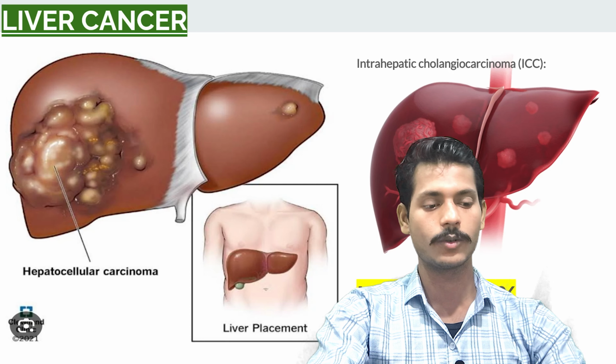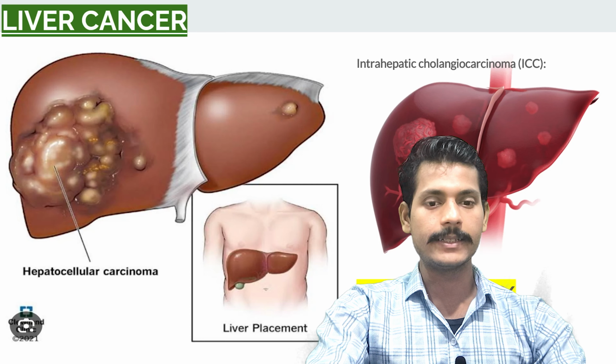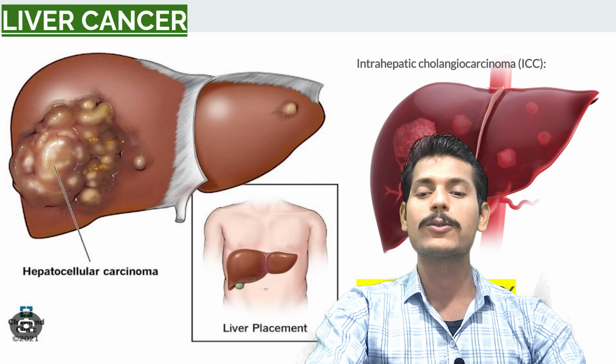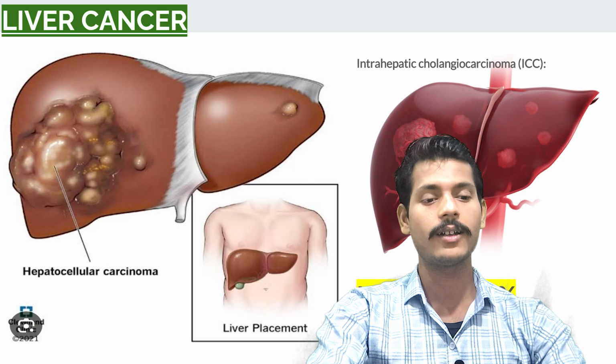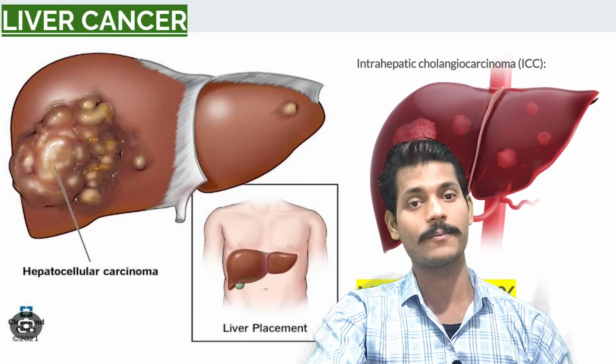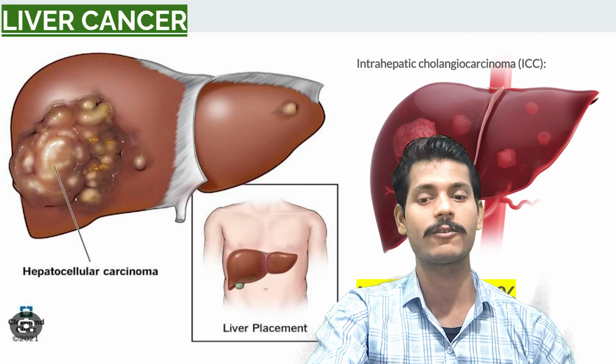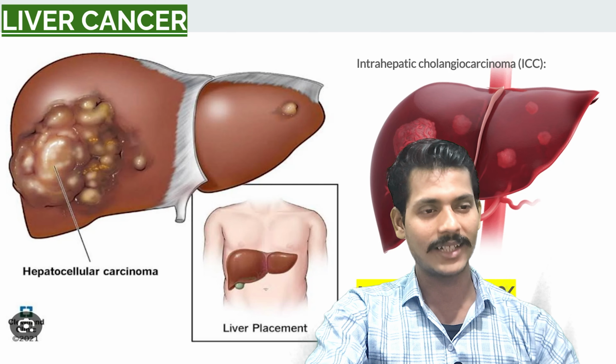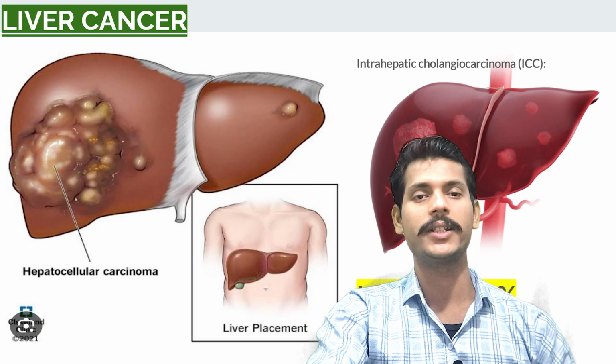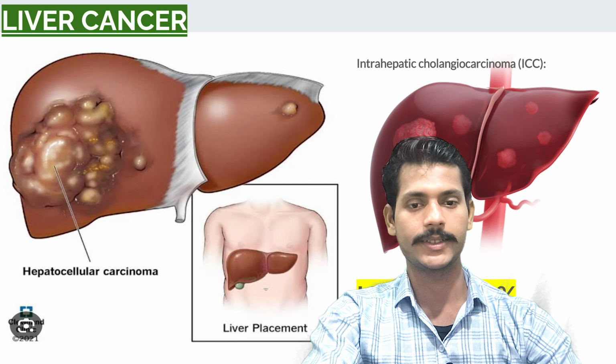So remember, whenever cancer appears, the liver becomes enlarged, or there is an increase in the weight of the liver. And HCC, hepatocellular carcinoma, has a large incidence. 70 to 85% of cases are from HCC, and ICC is rare, about 10 to 20%.